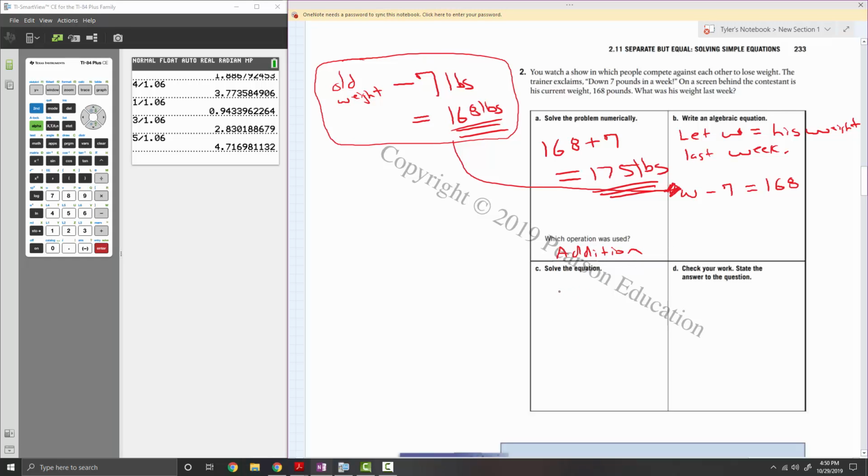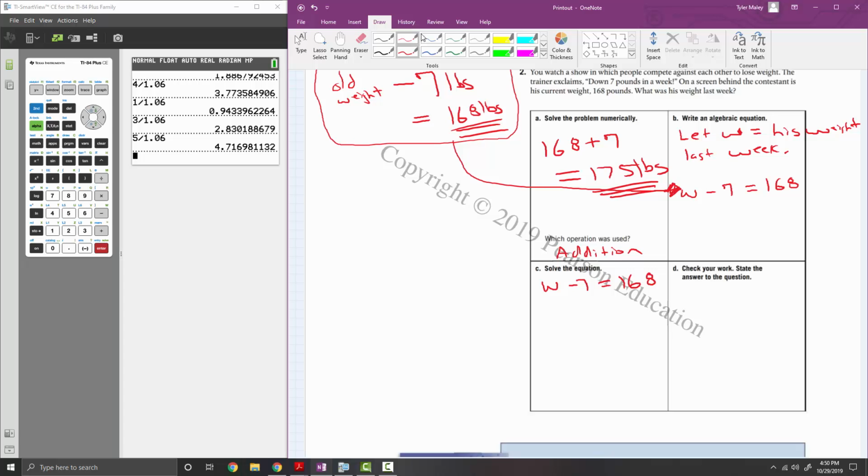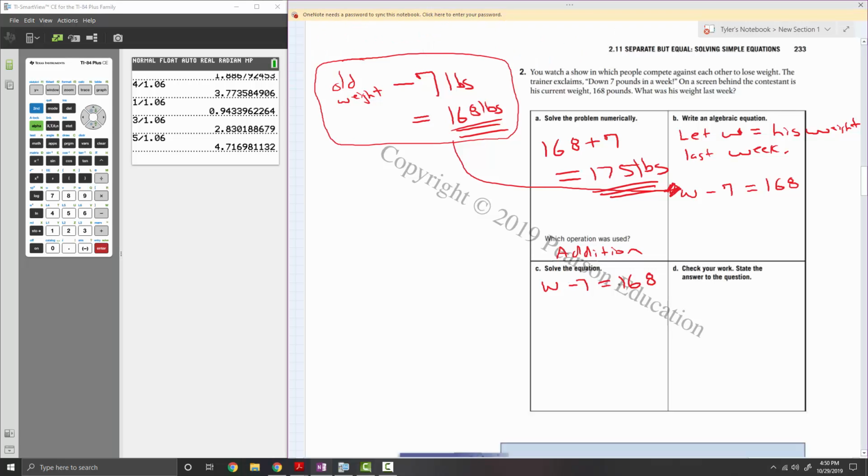So then part C is we want to actually solve this. So we have W minus 7 equals 168, just copying down the equation. To solve this, notice I have a variable term and a constant term on the left, and then a constant term on the right of the equation. So I want to move this over here in a sense, right? I don't want this here, so I can get W by itself.